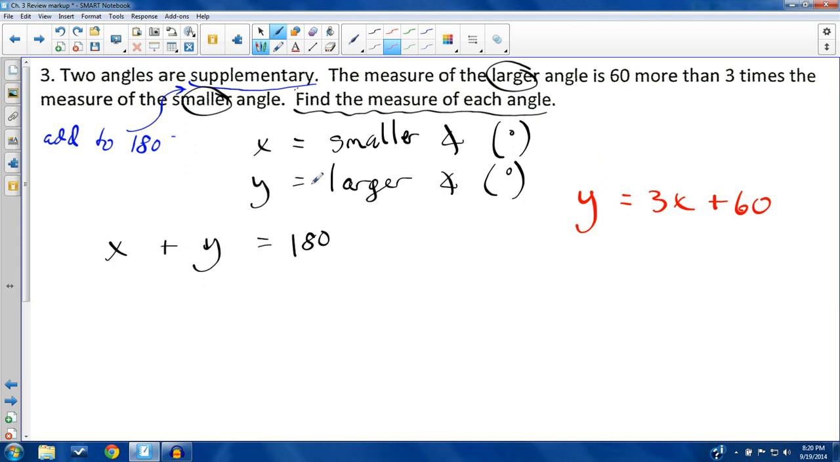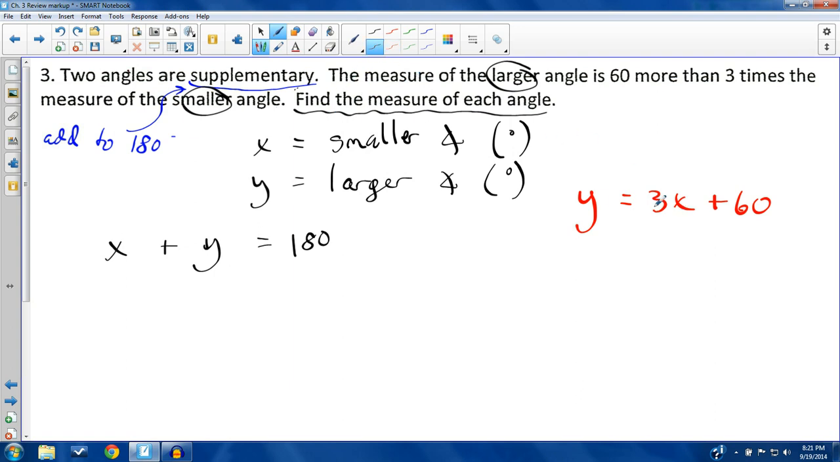What this means now, if y is my larger angle, it says 3 times the measure of the smaller angle. So I have to triple this. I have to add 60 to this amount to match y. That makes sense. If y is 60 more, then I have to add 60 to this one to equal that. So a lot of you are going to get this backwards. In fact, whenever I taught this, we did get it backwards a lot. So you just got to be careful with it.